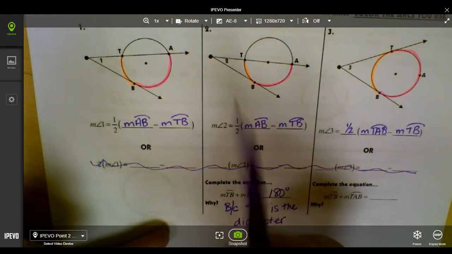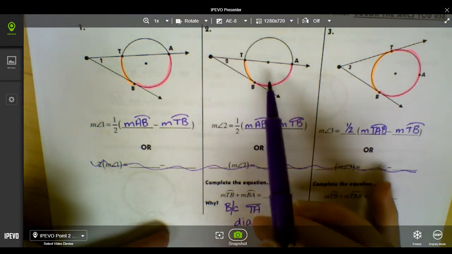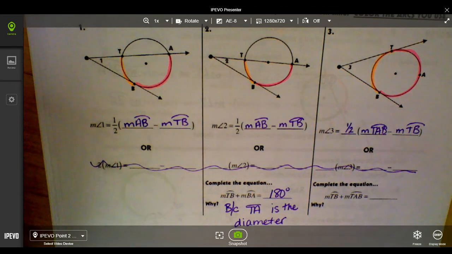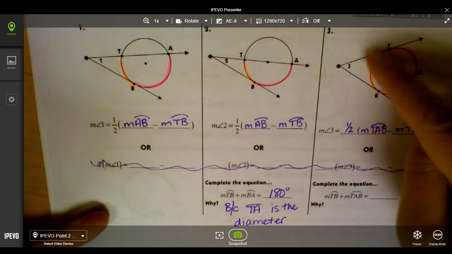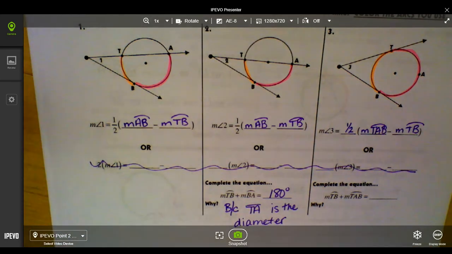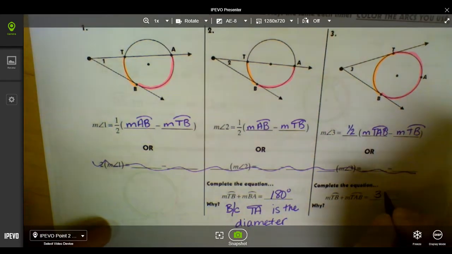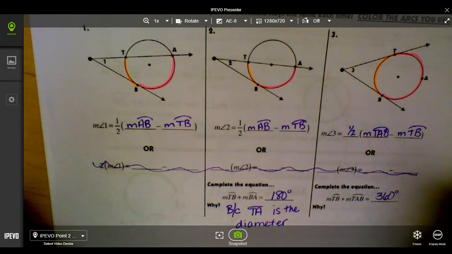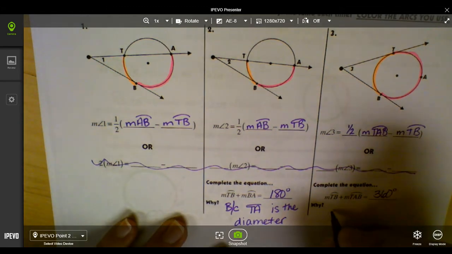If you go through the diameter, that means your two arcs are always going to add up to be 180 degrees. And if I look at this one, TB plus TAB, how much of the circle did I actually highlight? I highlighted the whole thing. So these two arcs together are the full 360 degrees. And why? Because the arcs complete the circle.